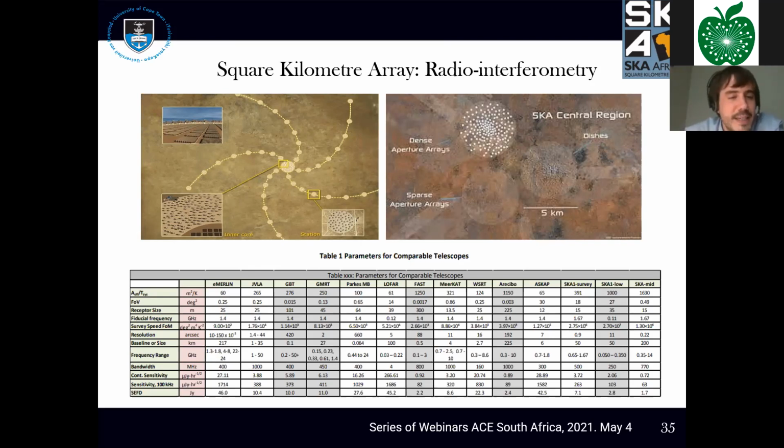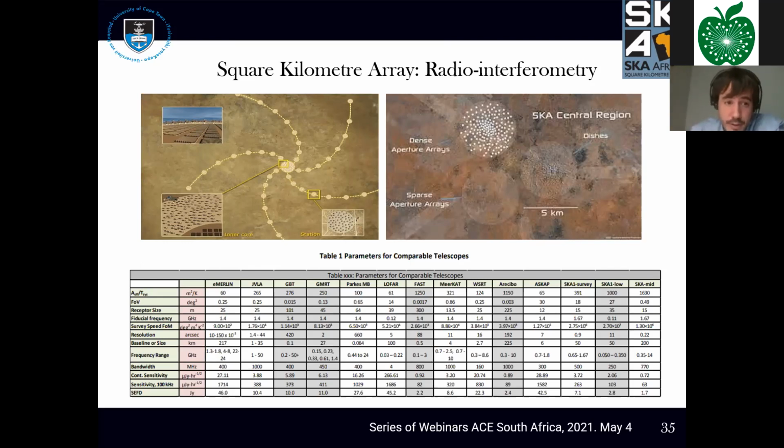That means that, let me just explain that, the resolution of a radio telescope depends on the diameter of the dish of the telescope. So if the diameter of the dish of that telescope is larger, the resolution of the image you are going to get is better.